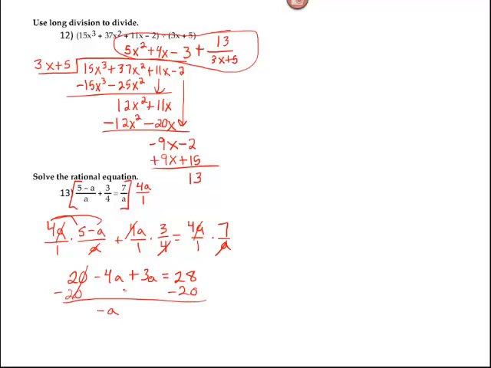So negative 4a plus 3a is negative a. 28 minus 20 is 8. Negative a equals 8, which means positive a equals negative 8.